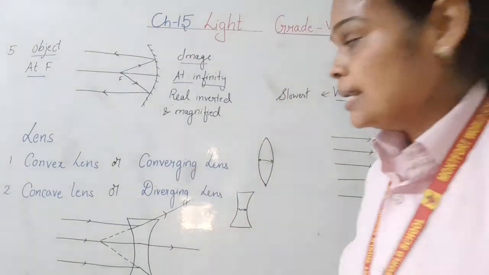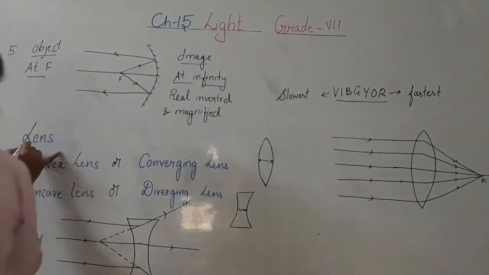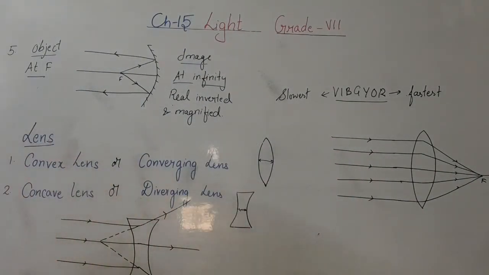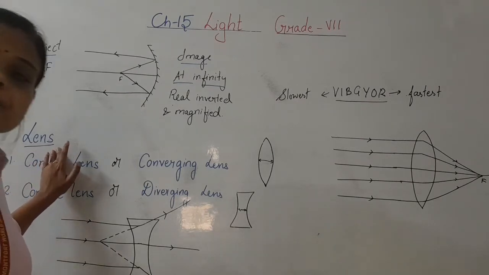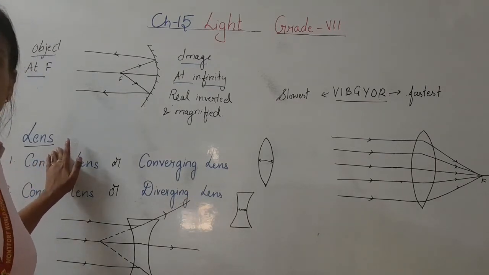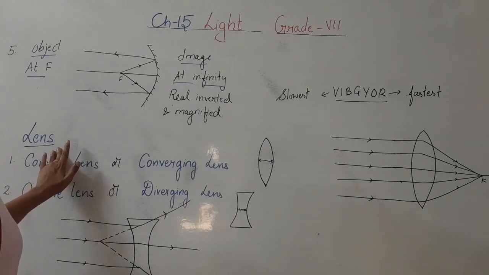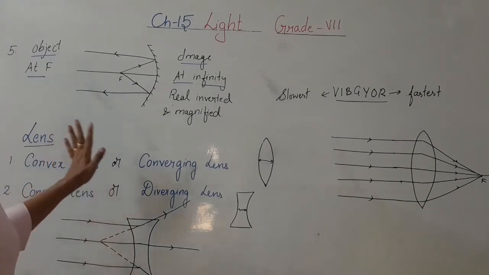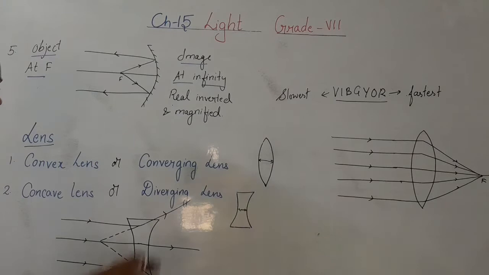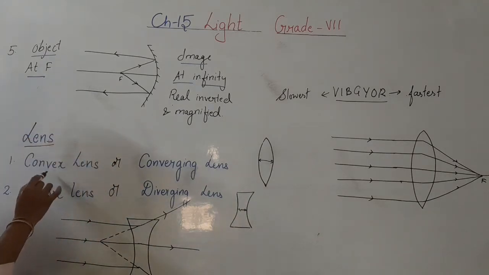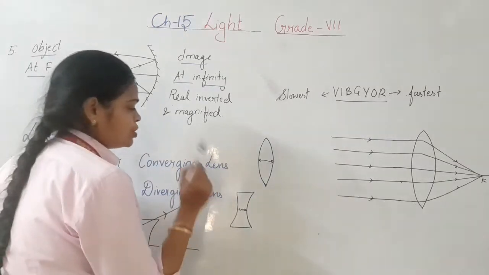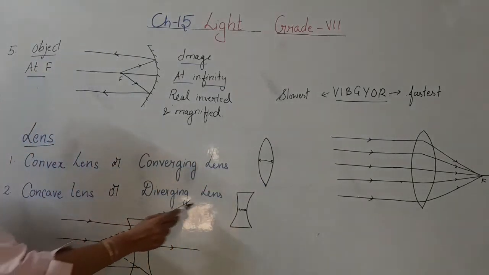Now next is lenses. So what are lenses? A lens is a curved and polished piece of glass, or any other transparent material, bounded by two curved surfaces. If they are bounded by two curves, we have two types of lenses, the convex lens and the concave lens. The convex lens is called a converging lens and the concave lens is called a diverging lens.